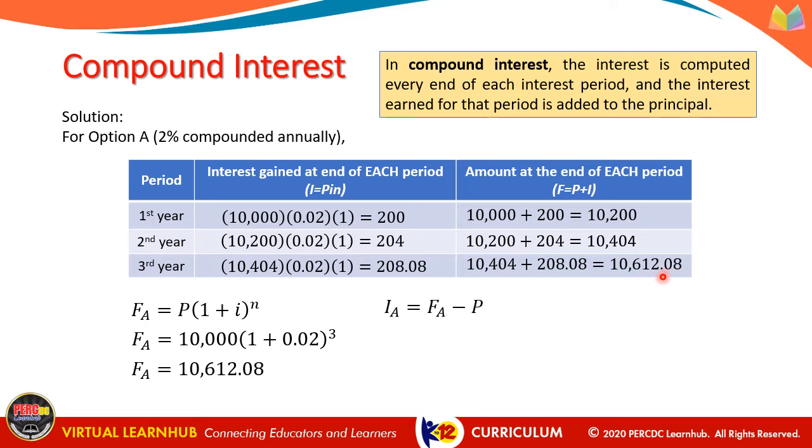Okay? So the interest earned after 3 years is future value minus the principal. 10,612.08 minus 10,000. For option A, the money will earn 612.08 total interest for 3 years. Okay?